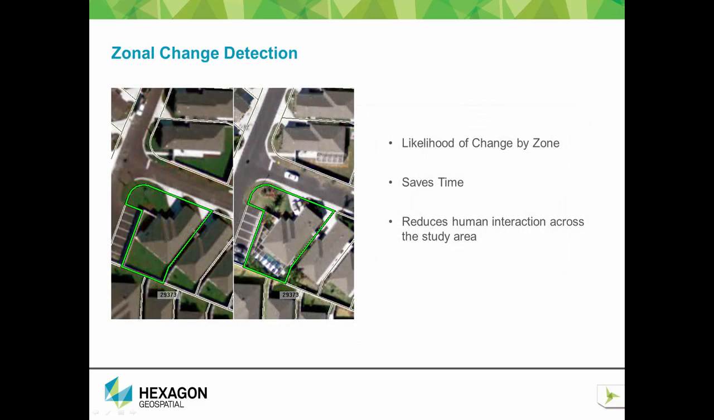The ERDAS Imagine semi-automated zonal change detection tools save time by calculating the likelihood of change within defined zones. The likelihood values indicate how likely the zone has undergone change: very likely, not very likely, or somewhere in the middle. Using the calculated change likelihood values as a guide reduces the human interaction time across the entirety of the area while maintaining accurate and valuable results.